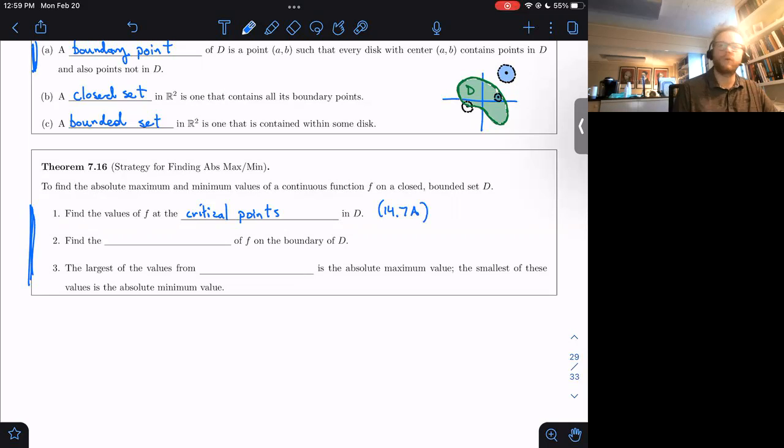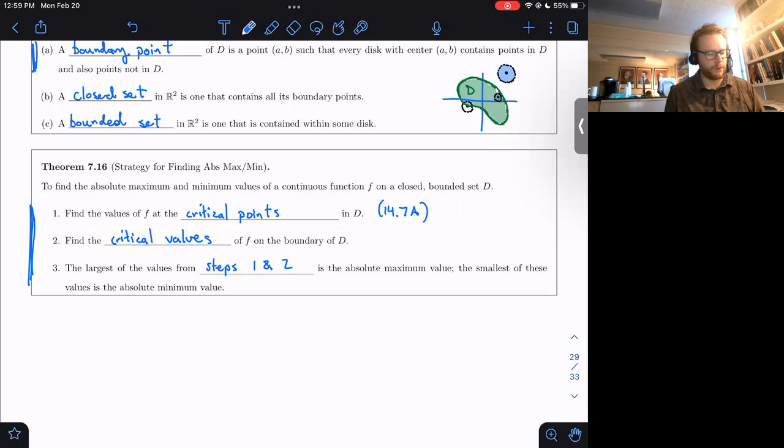So this is all of the stuff that we did in our last class, 14.7a. We found critical points, and we classified those critical points. The next thing is that I'm going to try to find critical values of f on the boundary of D. And we're going to try to collect all of these things on a list. And then the largest of the values from steps 1 and 2, claim is that list there will be comprehensive. And so the largest of the values from steps 1 and 2 will be the absolute maximum. And the smallest is going to be the absolute minimum.